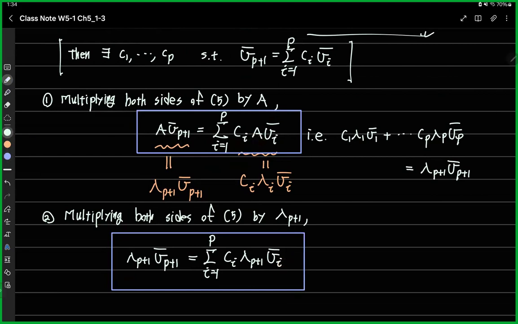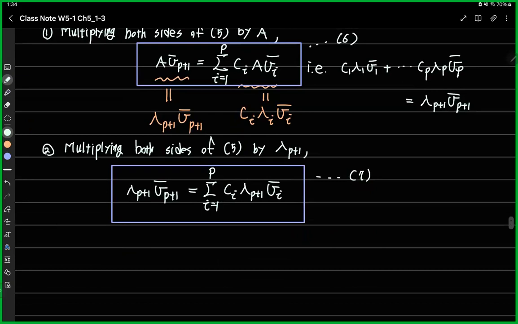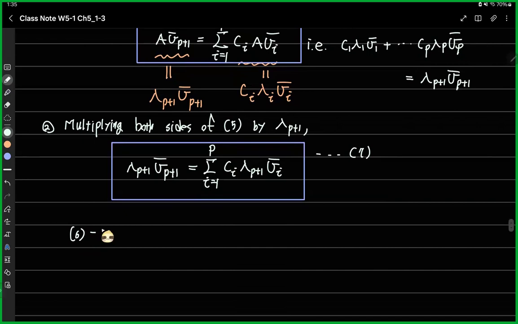Okay, so let's say this is equation 6. Let's say this is equation 7. We subtract 7 from 6. The left-hand side is going to be 0, right? So 6 minus 7, then we're going to get a 0 vector, right? 0 vector is equal to, right? Is equal to what?